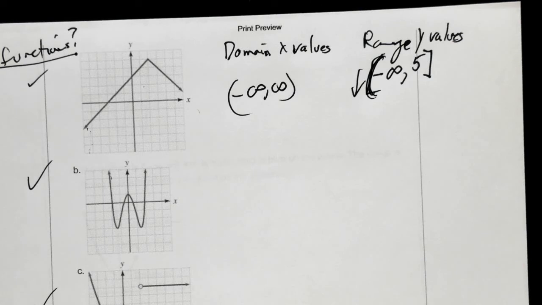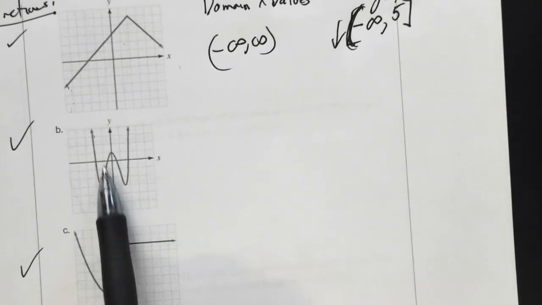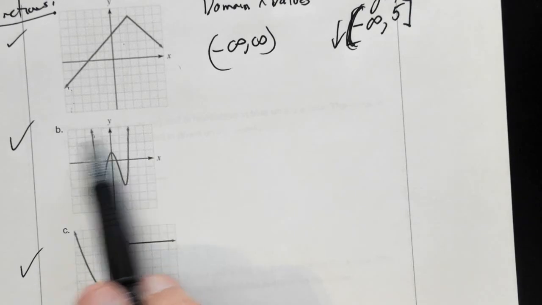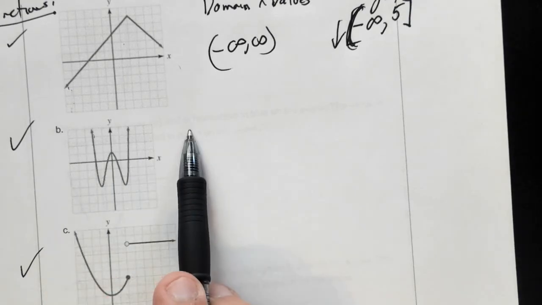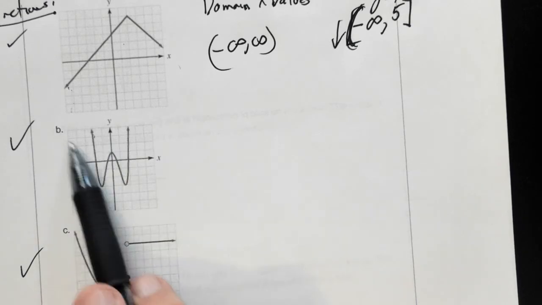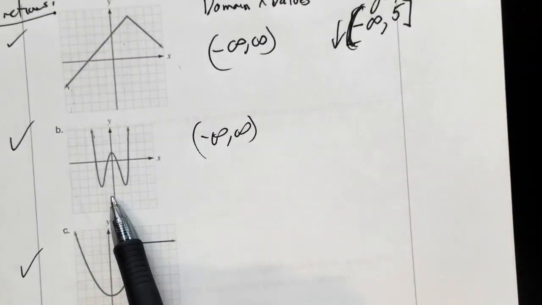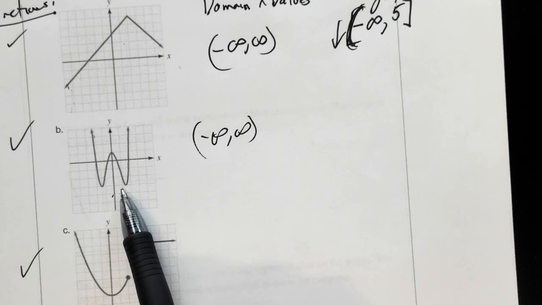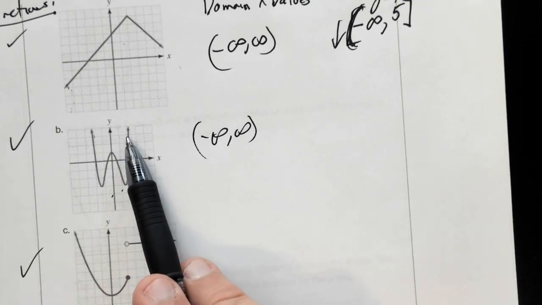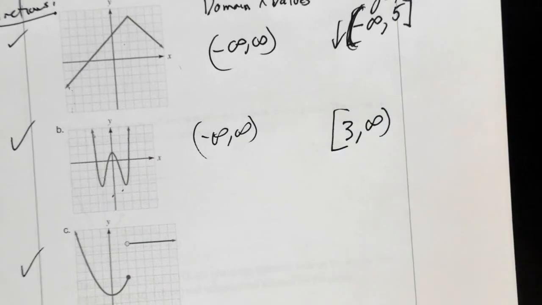Okay? Now, some of these get a little tricky, like this one. Domain. These arrows are going up, but they're also going out as they go up. So since it goes forever this way, and it goes forever this way, as it goes up, it's all real numbers. Range, there is a lower point. The lower point's here at 3. High point is infinity. So it's 3 to infinity, and 3 is included.